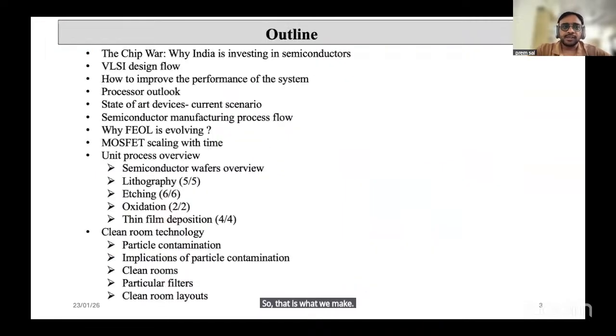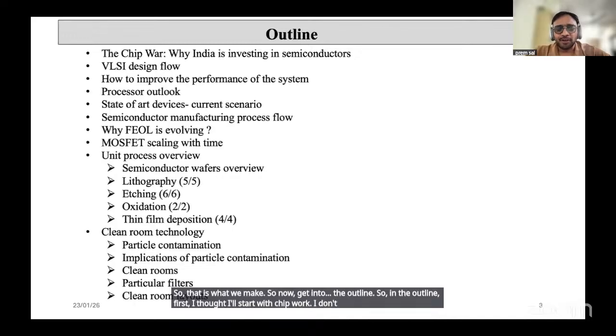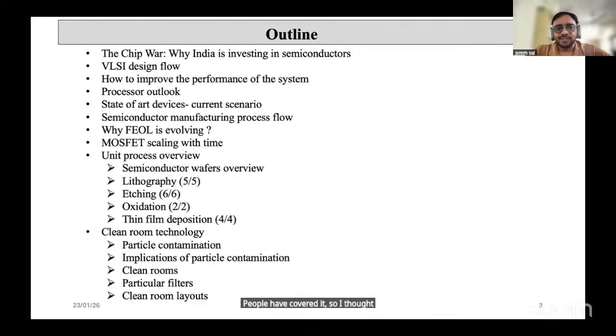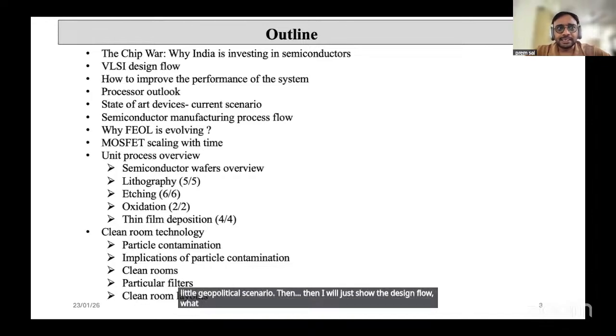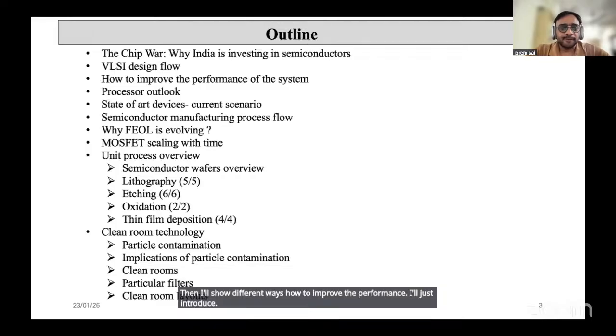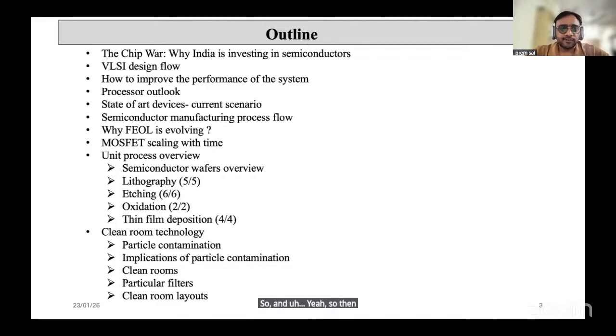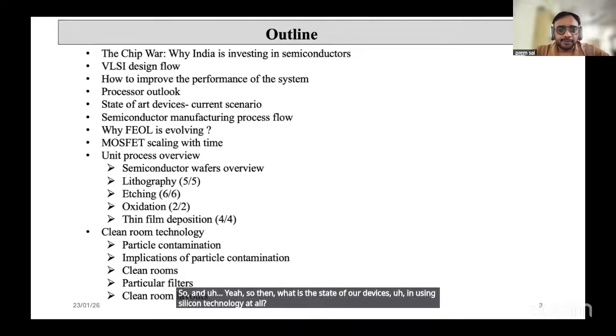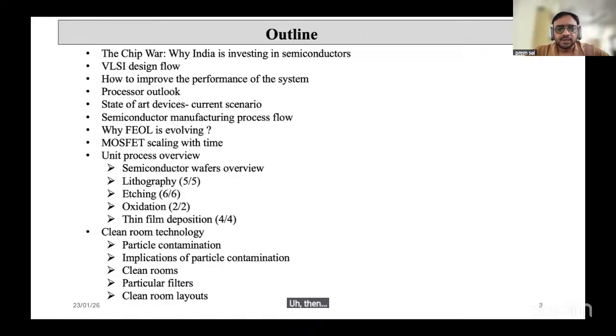So now let's get into the outline. In the outline, first I thought I'll start with the chip war. I don't know whether people have covered it, so I thought I'll start with the little geopolitical scenario. Then I will show the design flow, what you have already seen till now. Then I'll show different ways to improve the performance. I'll just introduce that. And then what are the state of the art devices using silicon technology. Then I'll show the semiconductor manufacturing process flow.